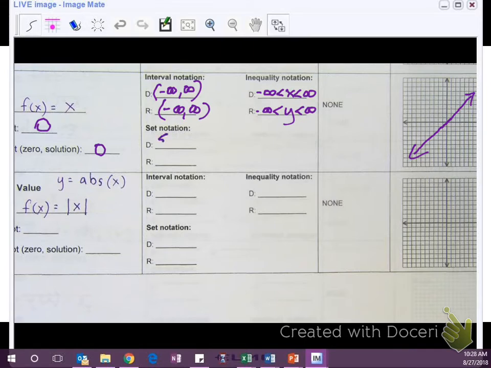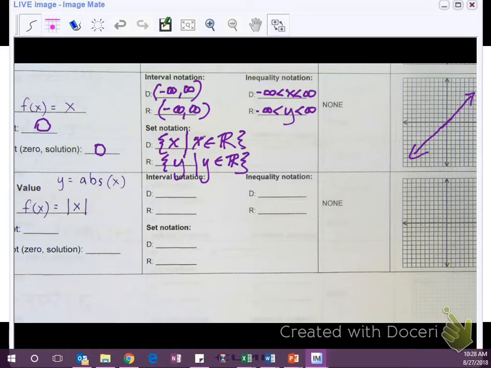Then set builder notation, again, set builder notation. Domain is the set of all x's such that... and normally you copy the inequality here. You may copy the inequality here if you wish, but it's actually a little shorter just to say x is an element of the reals. And the same thing for the range: the set of all y's such that y is an element of the reals.